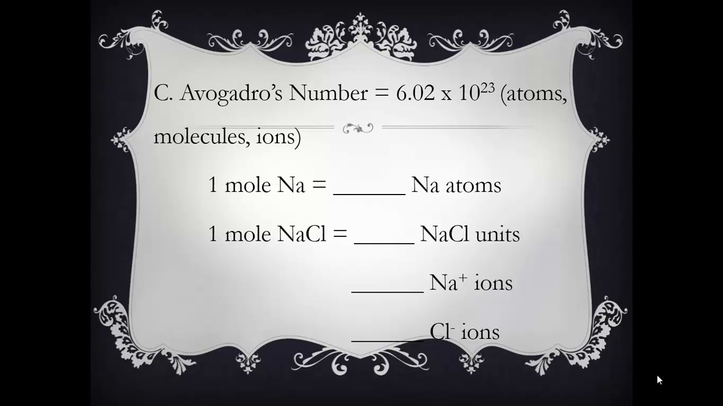Relating molar mass again to atoms, molecules, and ions. If you have a mole of sodium, it is 6.02 times 10 to the 23 atoms of sodium. A mole of sodium chloride is the same value, 6.02 times 10 to the 23 sodium chloride units. If you're dealing with ions, same thing. It's 6.02 times 10 to the 23 ions of both sodium and chlorine. The reason why the number is still the same is because sodium chloride is a 1-to-1 ratio. It's 1 sodium for every 1 chlorine.